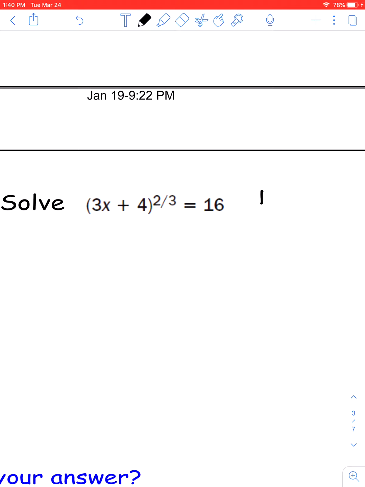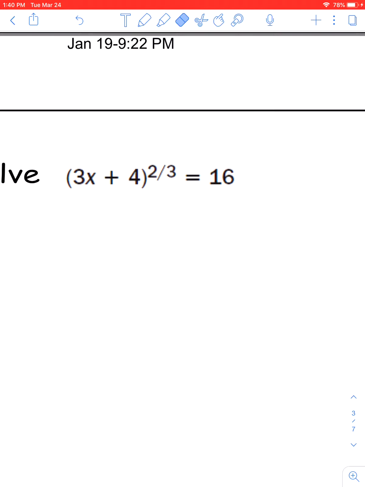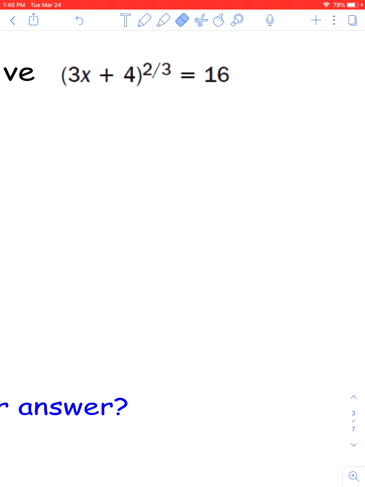Example 2, we're going to start to get more rigorous. This is going to be a problem that is going to take a little bit more thought. Ready? I have 3x plus 4 to the 2/3 equals 16. First thing, is the radical isolated? And you're like, what radical? All right, didn't we learn before spring break that I can rewrite this as a radical? That's why we spent time doing that.